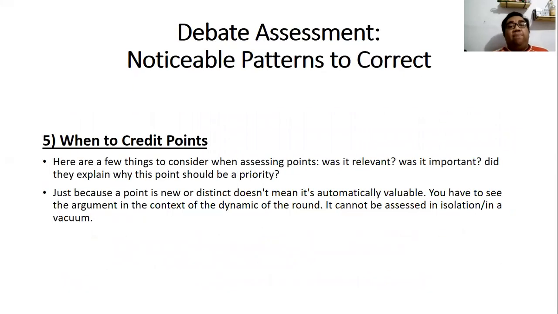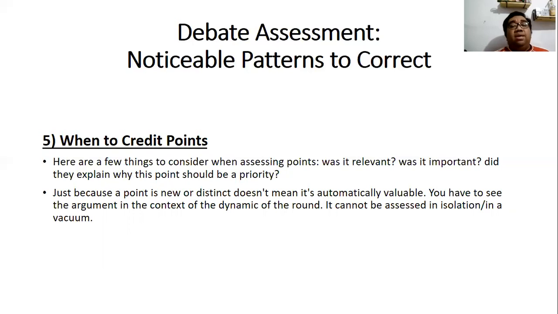Right, and then the fifth pattern that we really need to highlight is when to credit points. Here are some tips from the ACH core on how judges should consider points made by the teams. A, was the point relevant? B, was the point important? And C, did they explain why this point should be a priority in the debate? We felt that a lot of the judges are crediting a point because it's new or because it's distinct. Just because it's new or distinct doesn't mean it's automatically valuable.